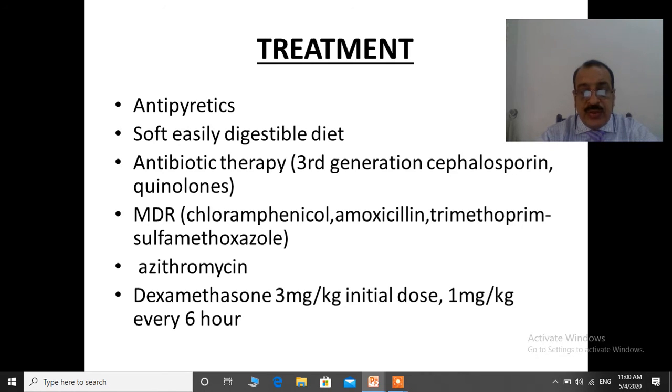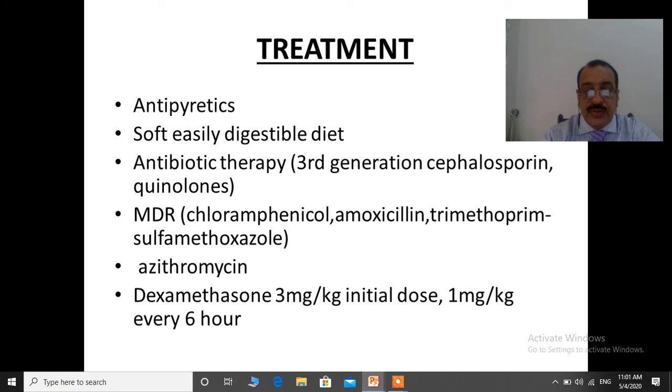Steroids are generally not required, but in certain situations we have to use dexamethasone. For example, in a very critically sick patient, or in a patient who is having abdominal tenderness and there are chances of perforation, then the patients who have CNS symptoms like psychosis, like GB syndrome, like transverse myelitis, or they have other complications like myocarditis, like nephritis. So in some situations we have to use steroids, particularly dexamethasone.